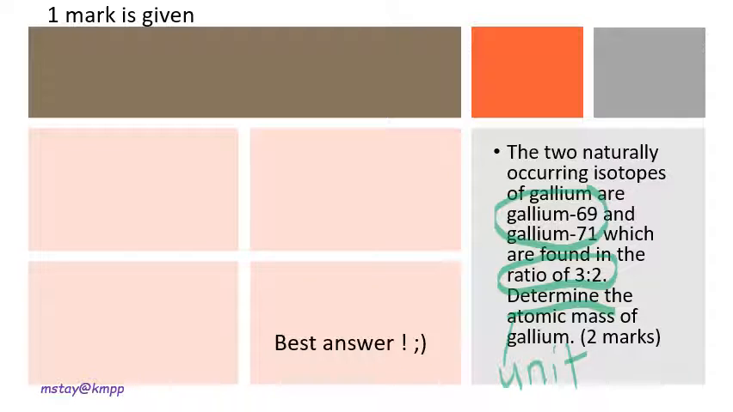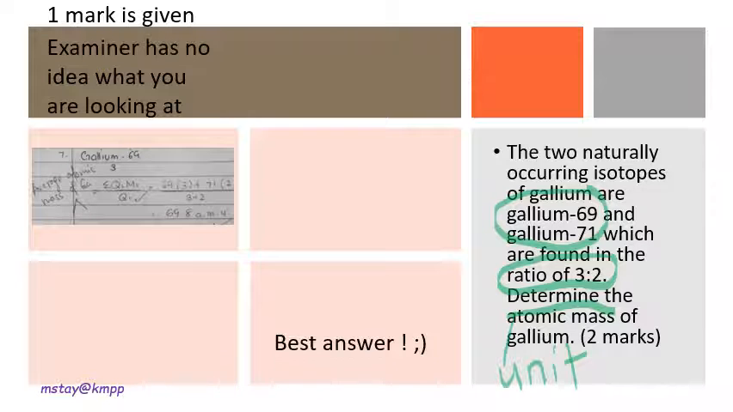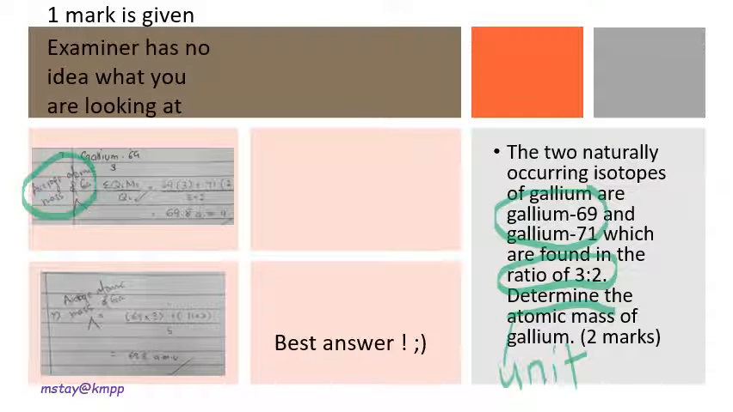Sometimes students are only able to get 1 mark. Why does this happen? Because the examiner has no idea what the students are looking at. So always remember, you have to write down: average atomic mass of gallium is equal to the formula and the final answer. This is another example as well. Students also didn't write down what they are looking at.